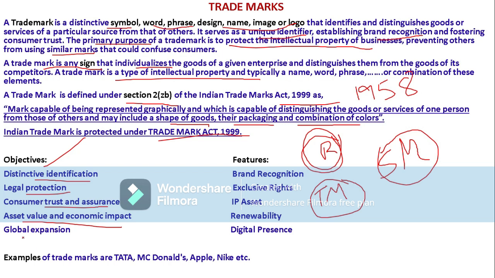Now, global expansion. What does global expansion mean? Trademarks facilitate expansion into new markets, both domestic and international. A well-protected trademark helps ensure a consistent brand image across diverse geographical locations also, contributing to successful global business endeavors. Okay, global expansion means increasing and enlarging the marketability.